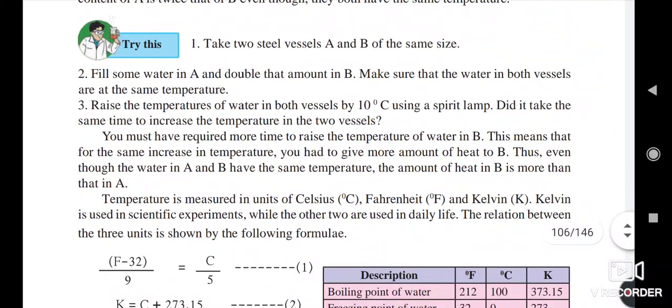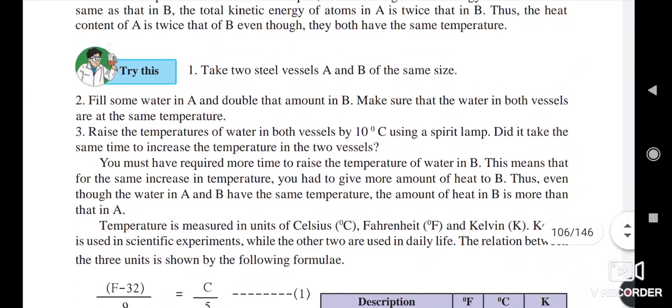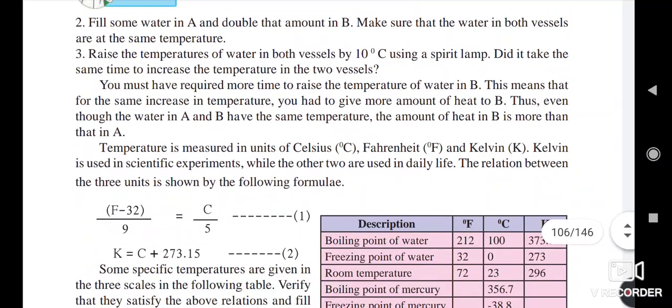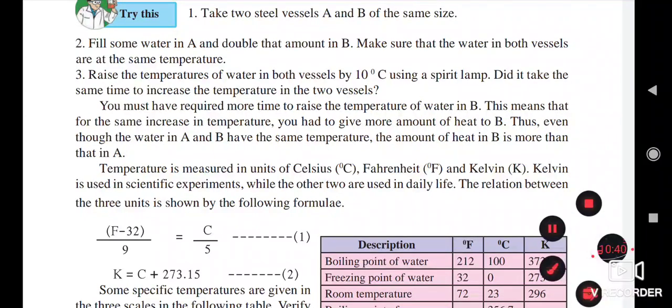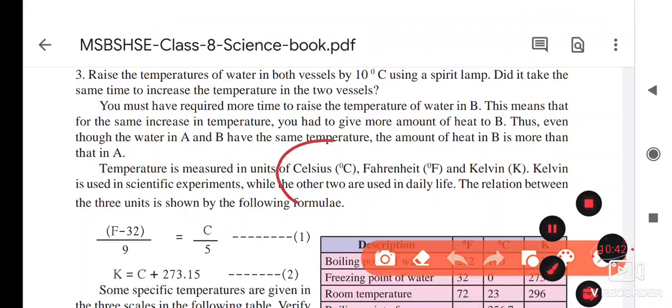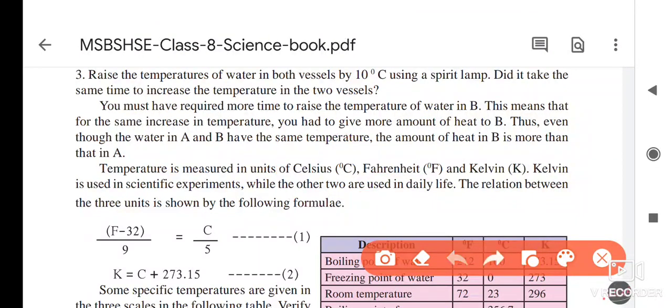Okay, let's prove it with an example. We calculate or measure temperature in the unit of degree Celsius, and also Fahrenheit and Kelvin.